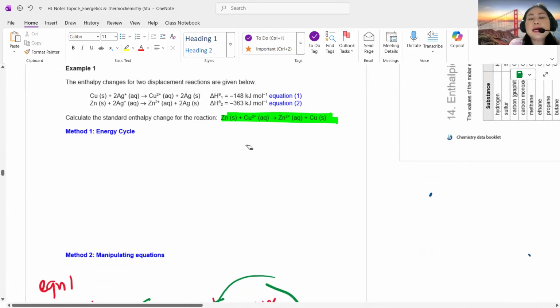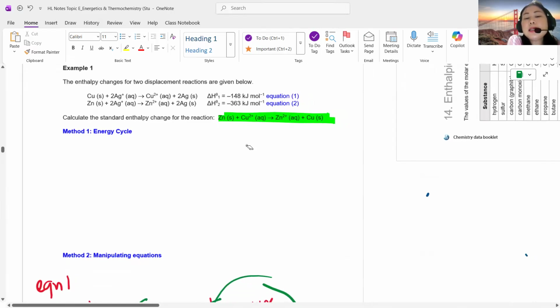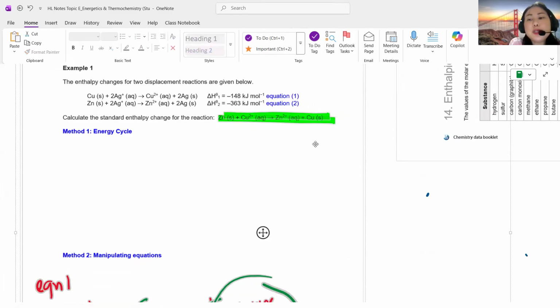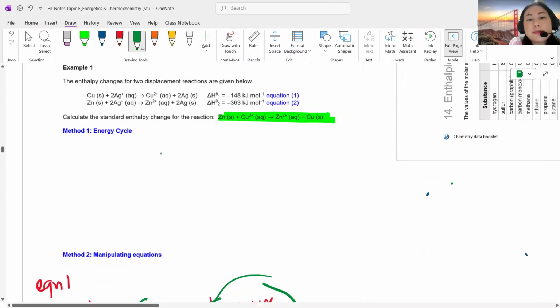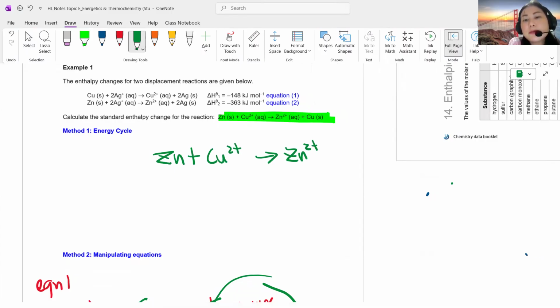So it's the same thing. I have 3 equations and I need to draw a Hess's law cycle. So what I will do is that I take one of the equation, any one, and write it out. Zinc plus Cu2+ arrow Zn2+ plus Cu. And what is the value of this? I don't know. A question mark. I'm done.